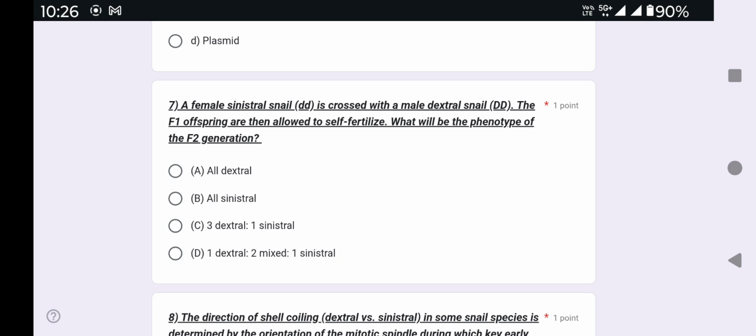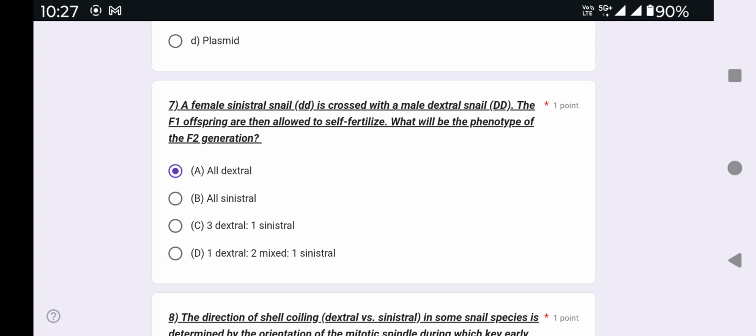And the seventh question is, a female sinistral snail, which is dd, is crossed with a male dextral snail, which is capital D capital D. The F1 offspring are then allowed to self-fertilize. What will be the phenotype of the F2 generation? The options are A, all dextral, B, all sinistral, C, 3 dextral and 1 sinistral, and D, 1 dextral, 2 mixed, and 1 sinistral. The correct answer will be option A, all dextral.